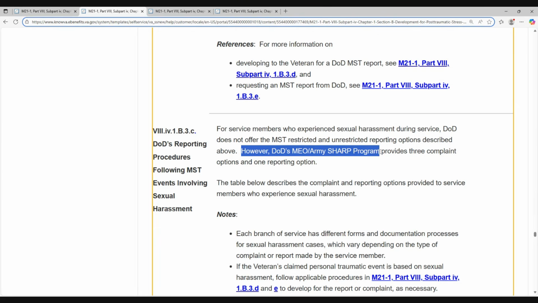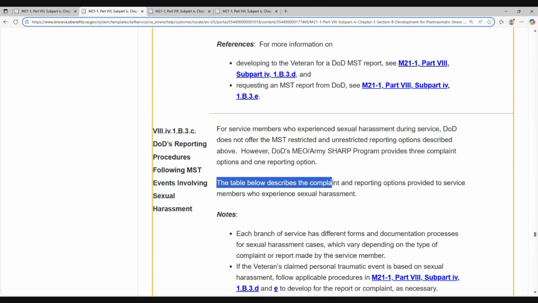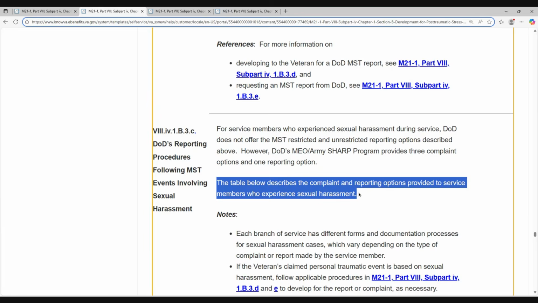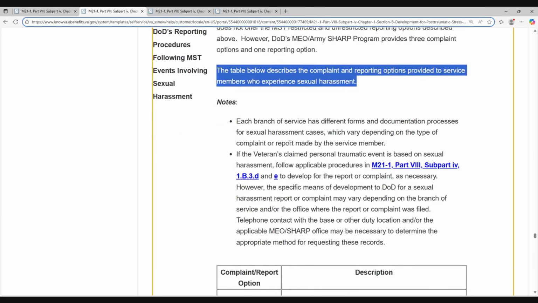I know that in my unit, somebody had to use the SHARP program because there were some inappropriate behaviors, some unwanted contact harassment that I had to testify to. Not that I was involved in it, but I observed it and ended up coming forward to my chain of command, and I had to do a formal statement for that. And then the table below describes the complaint and reporting options provided to service members.